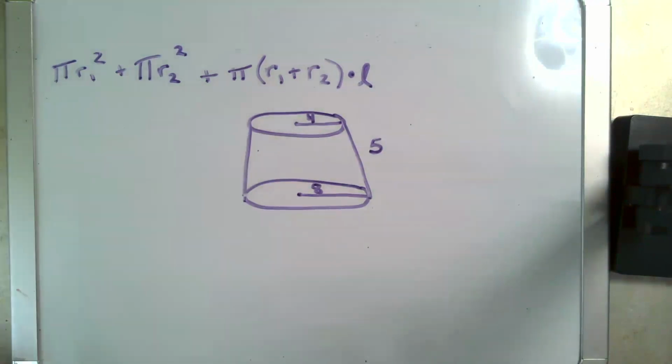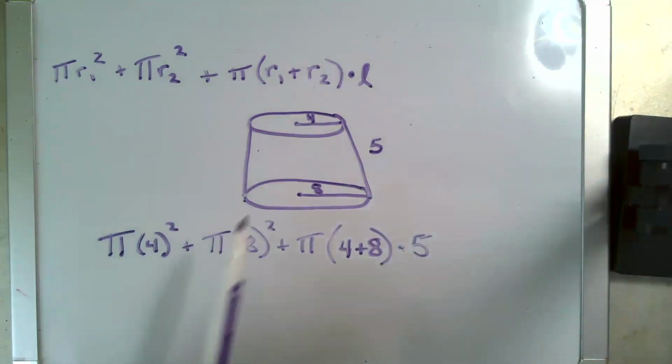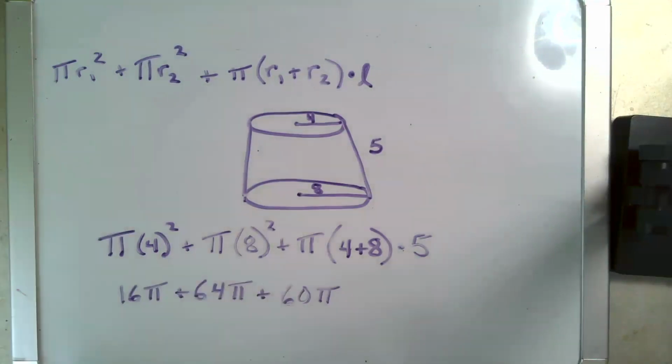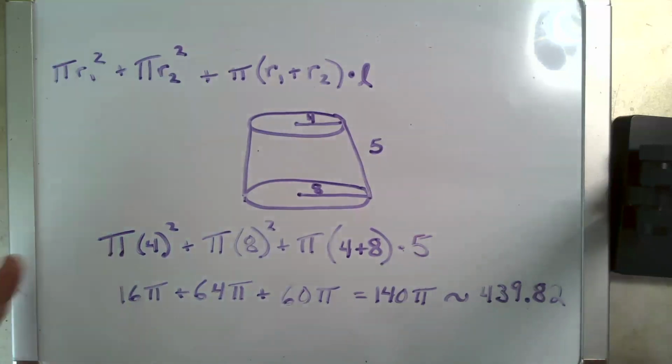Okay, well, let's go ahead and execute on our formula here. So when we fill in numbers, that looks like this. So that's filling all of our numbers in, and then we go ahead and we start simplifying. And that looks like that. We put that all together to find 140 pi, or approximately 439.82. Okay, if all you care about is how do I execute on this, you are done.